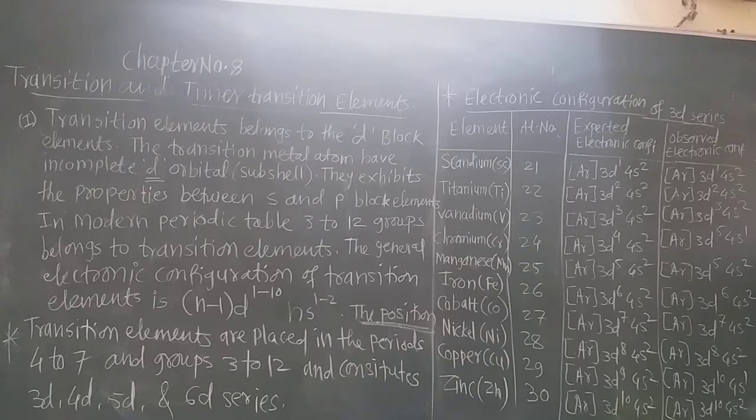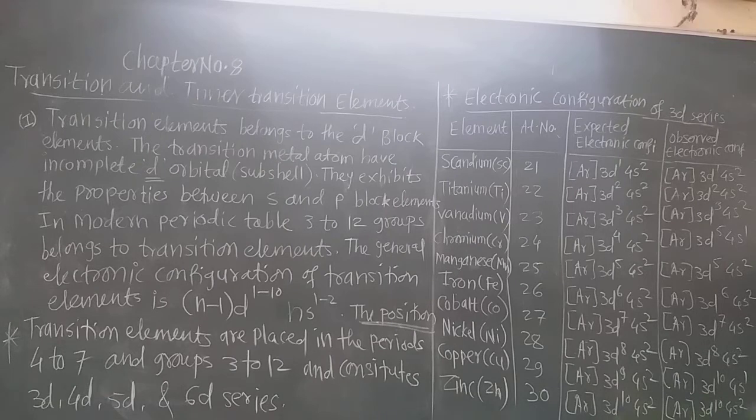Now S and P block we studied in 11th standard. Now in this 12th standard you have to learn about the D and F block elements. Now the D block includes these transition elements. That means transition elements belong to the D block elements. Now what is the main difference between the transition elements and D block elements?